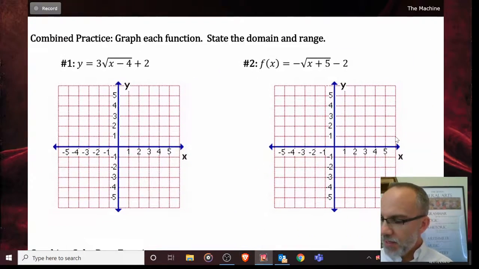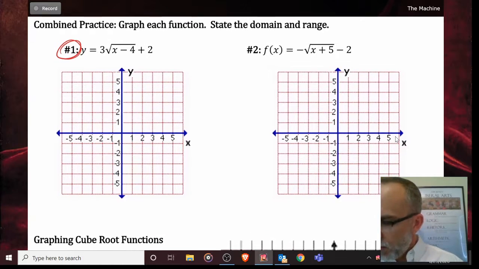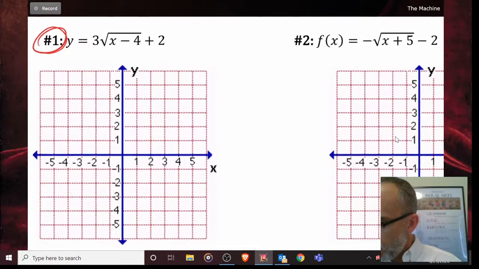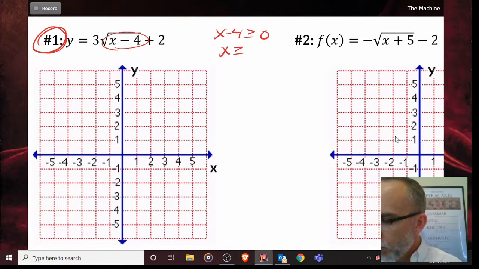And then combined practice. All right, so let me do this one now. Let me do the combined practice on number 1. Here I've got H and K and an A. So let's focus in here and let me see what I got. First of all, I need to set the radicand, x minus 4. X minus 4 greater than or equal to 0. So that means x then is greater than or equal to positive 4.